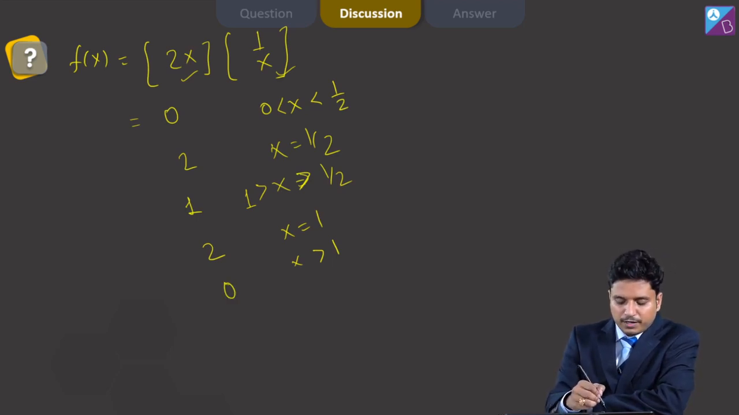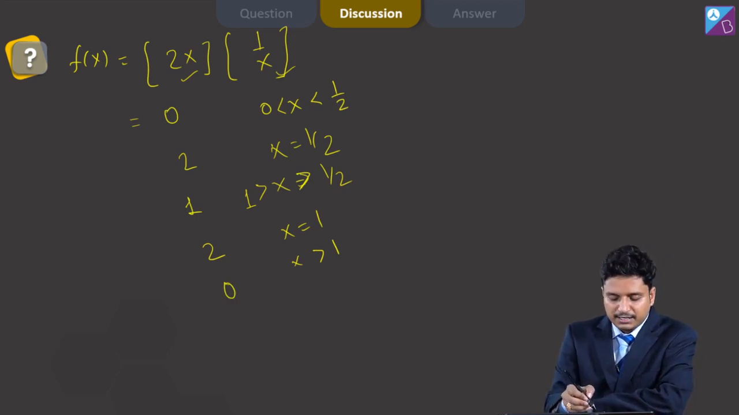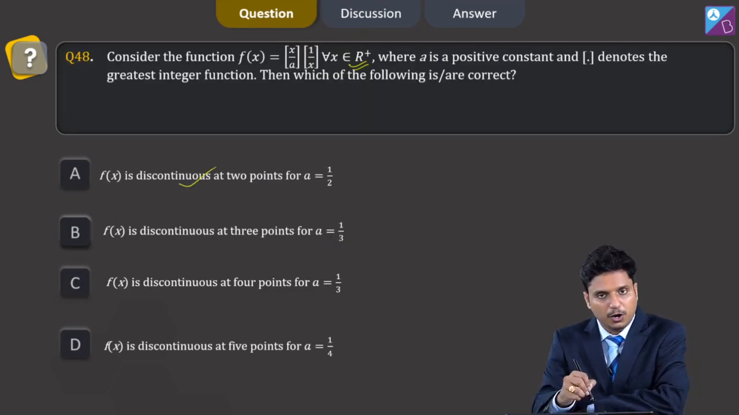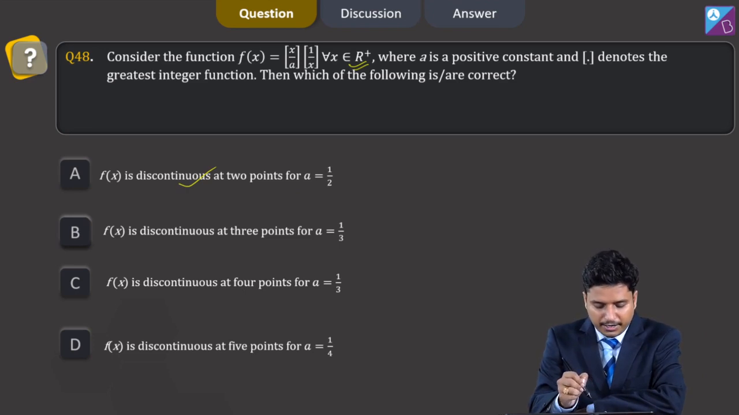So 0 to 1 to 0, what it suggests is that it is discontinuous at multiple points, like x equal to half and x equal to 1. So these 2 points are actually where f(x) is discontinuous. So option A is obviously going to be correct.